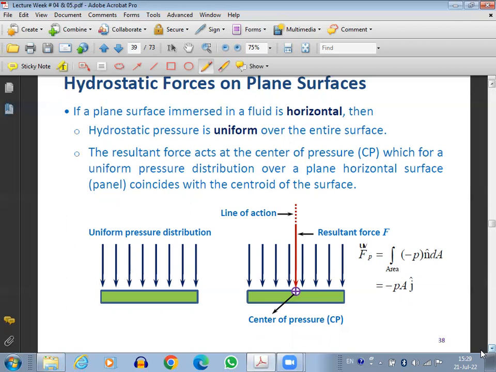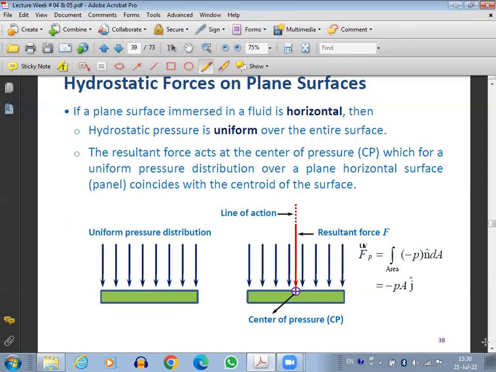There are two things here: how much is the force, and where it is applied. Obviously the resultant force will be applied at a certain position, but what would that location be? What would be the position of the force? These are the things that we are going to look into in this topic. So, hydrostatic forces on plane surfaces.